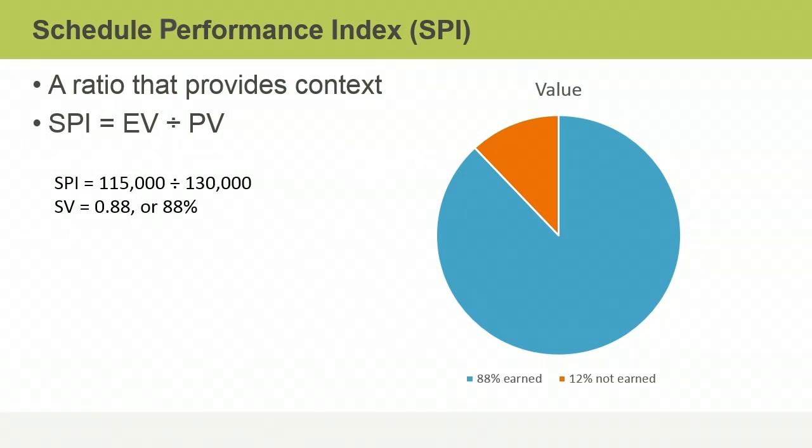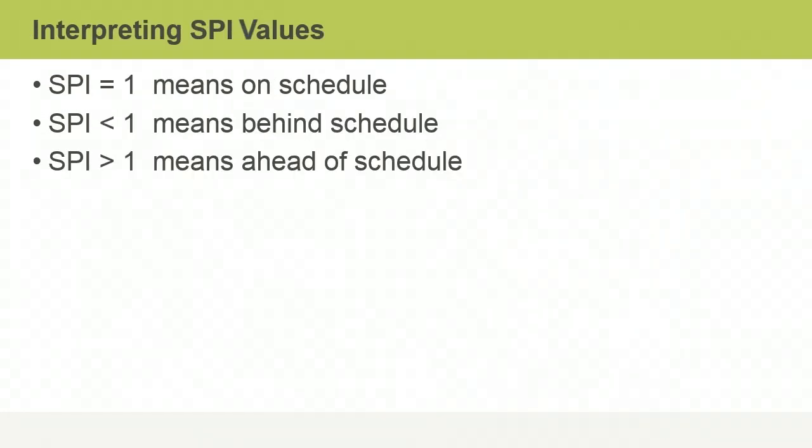This means that work on the project is 12% behind schedule and the team is completing only 88 cents worth of every dollar that was scheduled to be spent. If the earned and planned values are equal, the project is on schedule and the SPI is equal to 1. SPI values of less than 1 show that the project is behind schedule. Values greater than 1 show that the project is ahead of schedule.